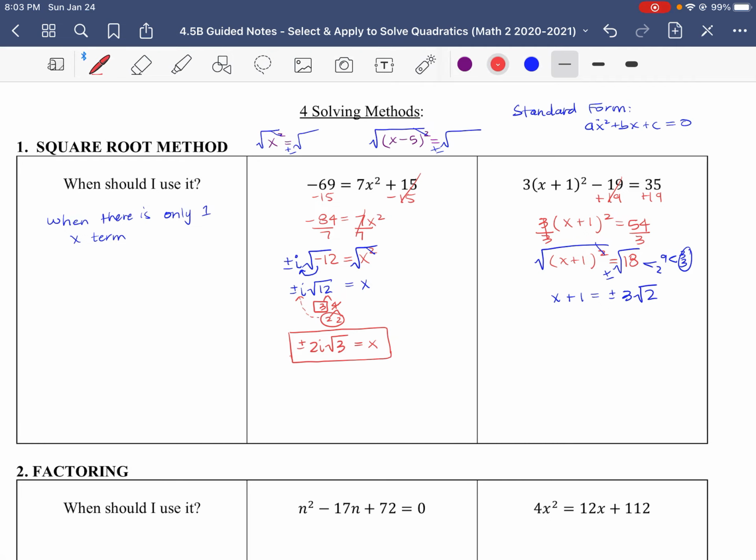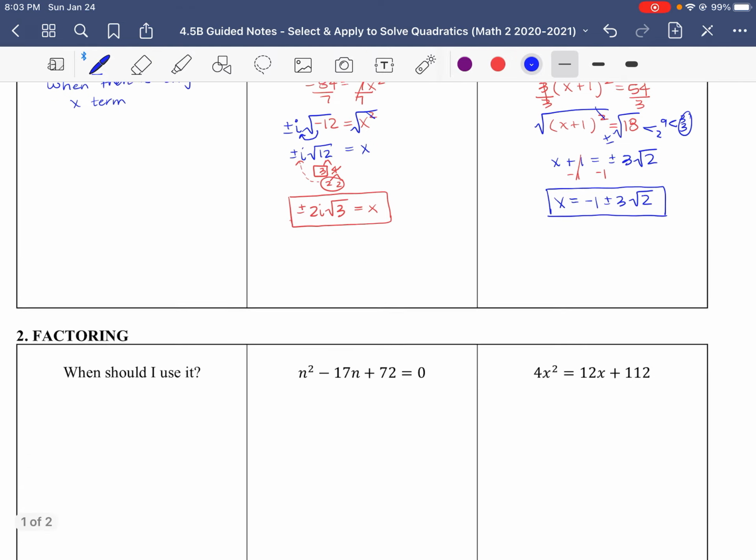And then we want to move the 1 over because we're trying to get x by itself, so we move the 1 over. The 1 does not have a radical with it, so it can't combine with the other term. So we'll just have x equals negative 1 plus or minus 3 square root of 2. And that's solved. So that is the square root method.